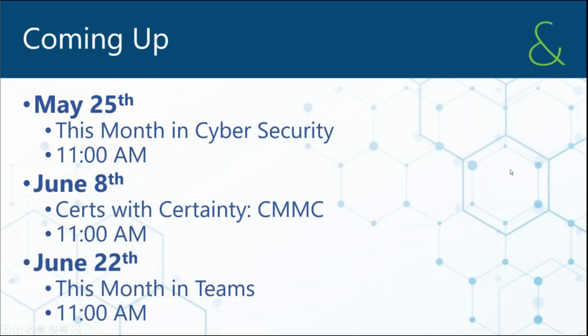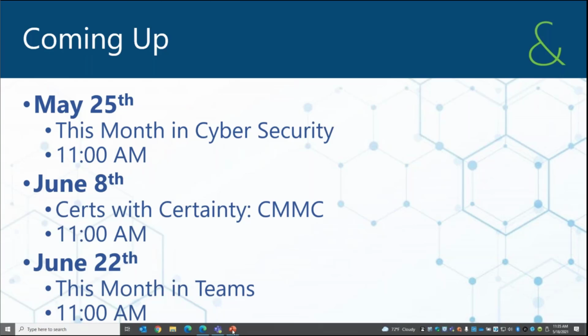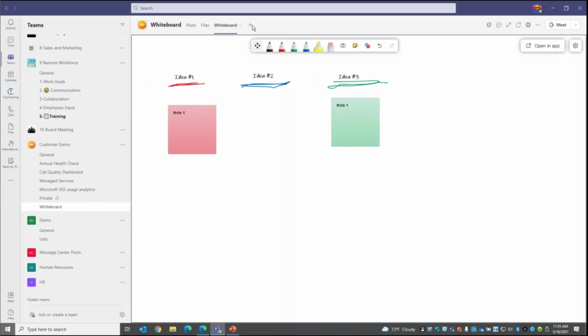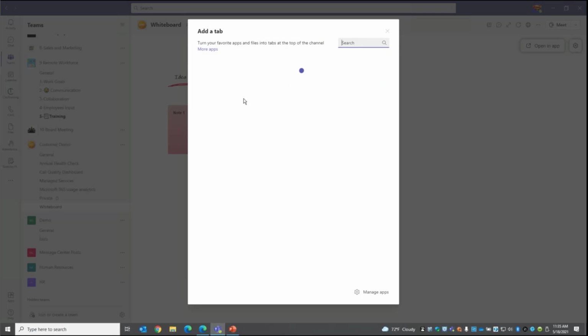Awesome. Thanks, Tim. We do have one question. It says, how do we integrate Whiteboard into the Teams site? I have the app through the Windows Store, but I can't find it. From a team site, all I did was click the plus button and Whiteboard should show up here. It's an integrated app.